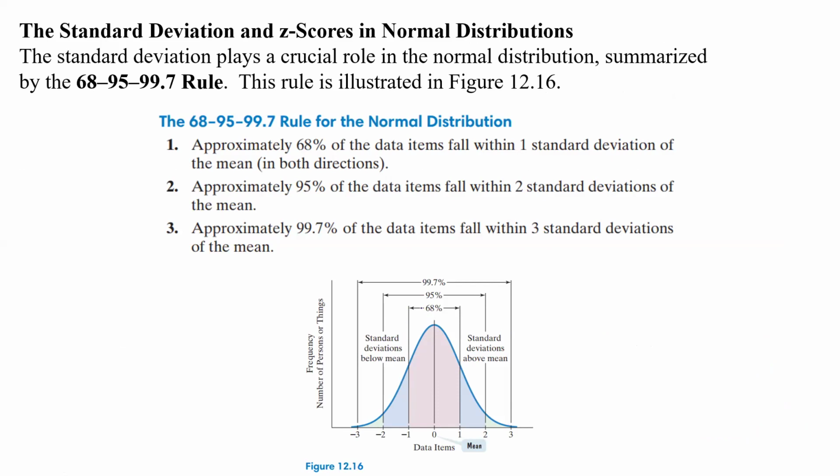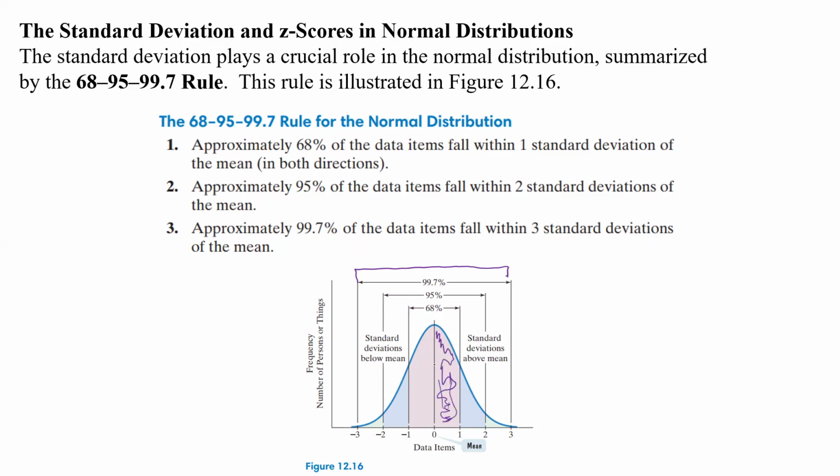Well, that means 68% of the data fall within one standard deviation of the mean in both directions, so half and half. 95% of the data items fall within two standard deviations of the mean, so two this way, two this way. And 99.7% of the data fall within three standard deviations of the mean to the left and to the right. So that's how we're getting that. So 99.7% of all the data is going to fall within three standard deviations, whereas 95% within two and 68% within one.